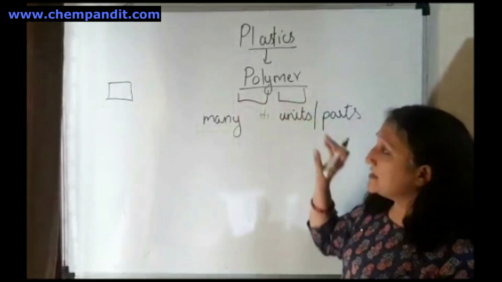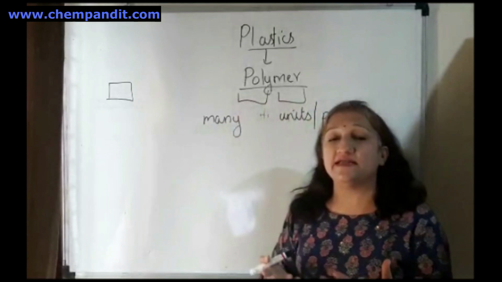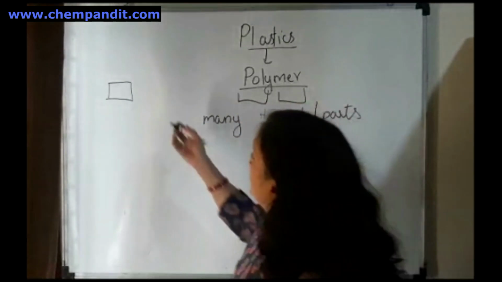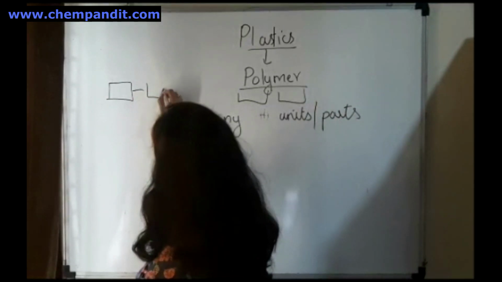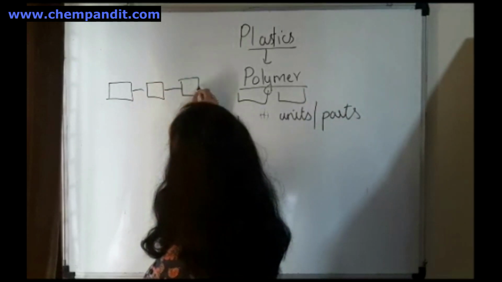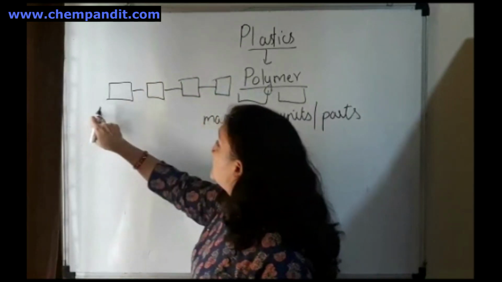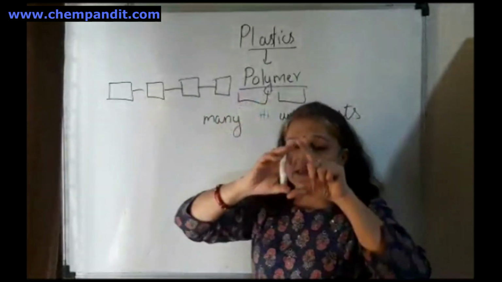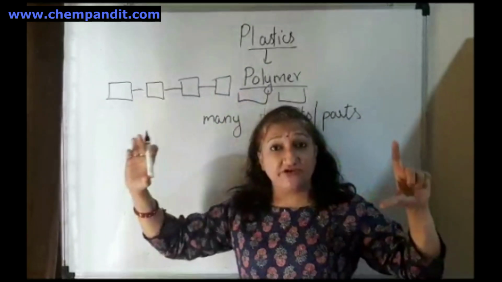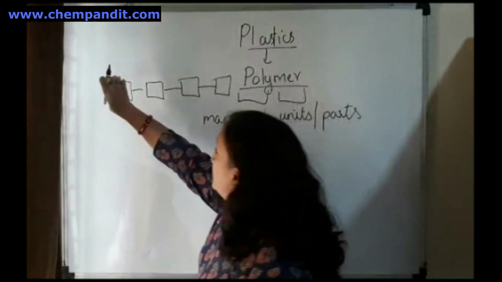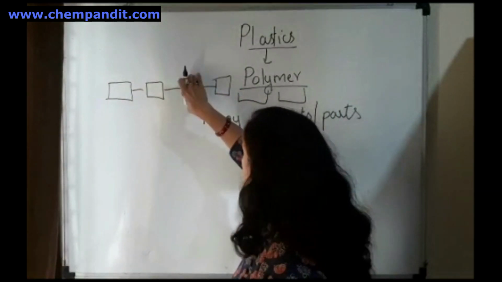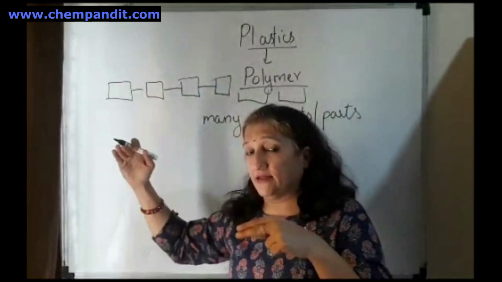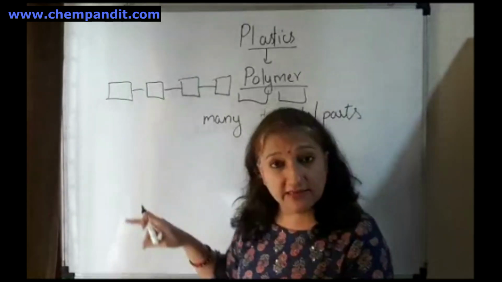Clear? Now these units or parts can be arranged in two different fashions. One can be in linear fashion, they can be arranged linearly. This arrangement is known as linear arrangement. Linear means straight chain, just like a straight line. This is one unit, this is one unit, this is one unit, this is one unit. So the various units are arranged in a straight line. So this is known as linear arrangement.